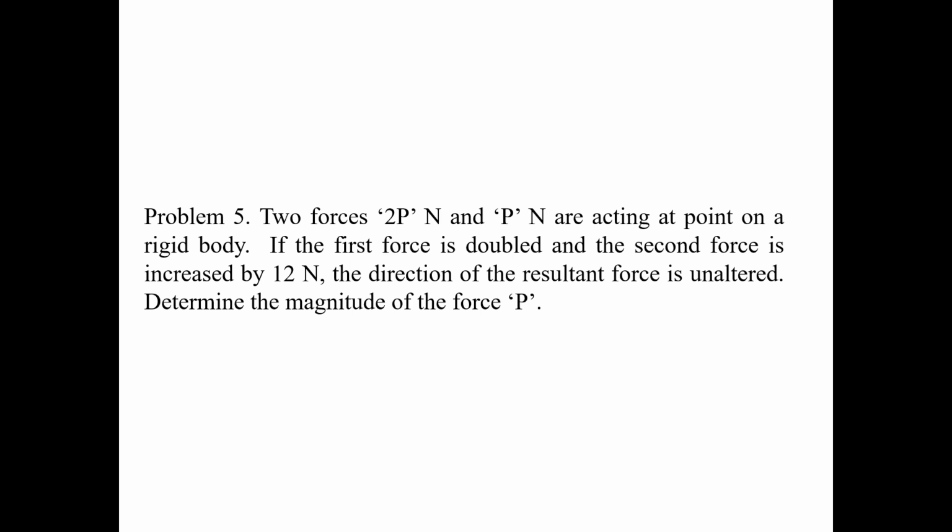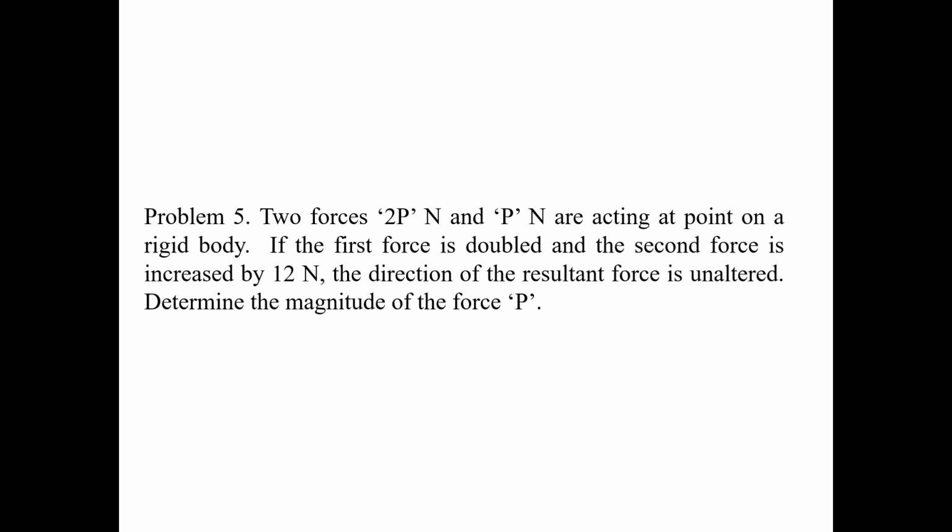Two forces, 2p Newton and p Newton, are acting at a point on a rigid body. That is the first condition. What are those two forces? 2p Newton and p Newton. F1 is equal to 2p Newton. F2 is equal to p Newton. Please read that first sentence.